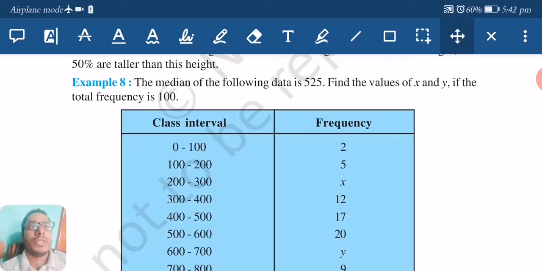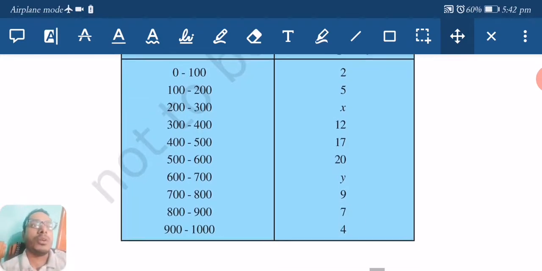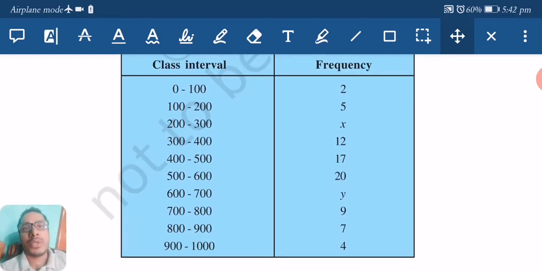Moving to the next example now. The median of the following data is 525. Find the values of x and y if the total frequency is 100. The total frequency is already given as 100. This is a little twist in the question.